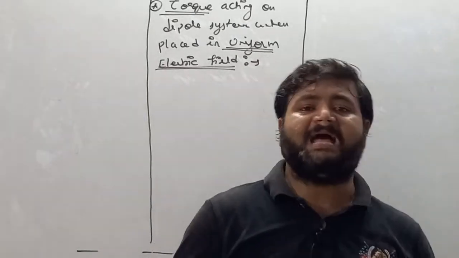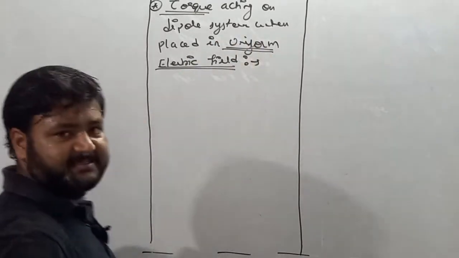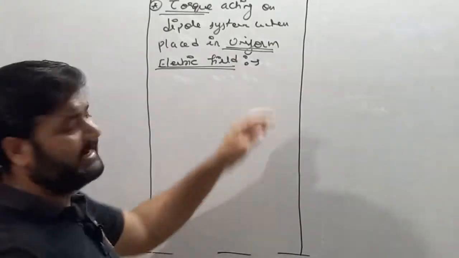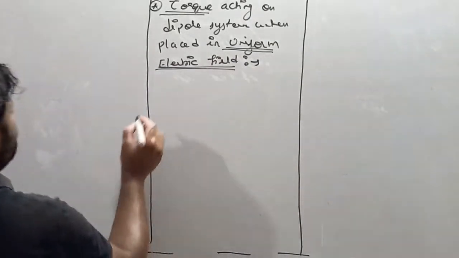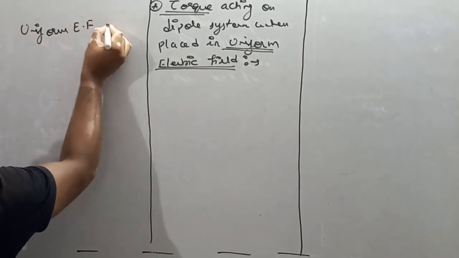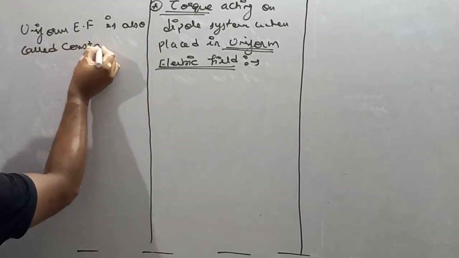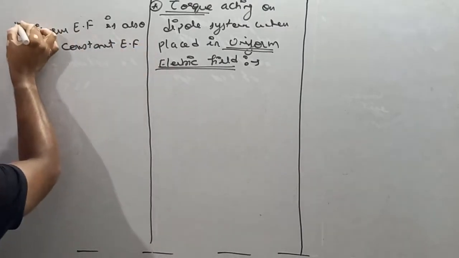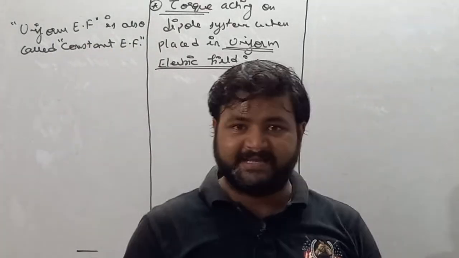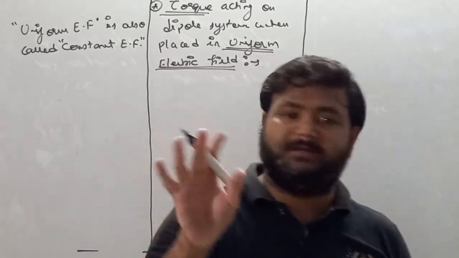First of all, what actually is a uniform electric field? Dear student, a uniform electric field means the electric field in that region is constant. So a uniform electric field is also called a constant electric field. Remember this thing, if the electric field is uniform, it implies that throughout the region the electric field is constant.